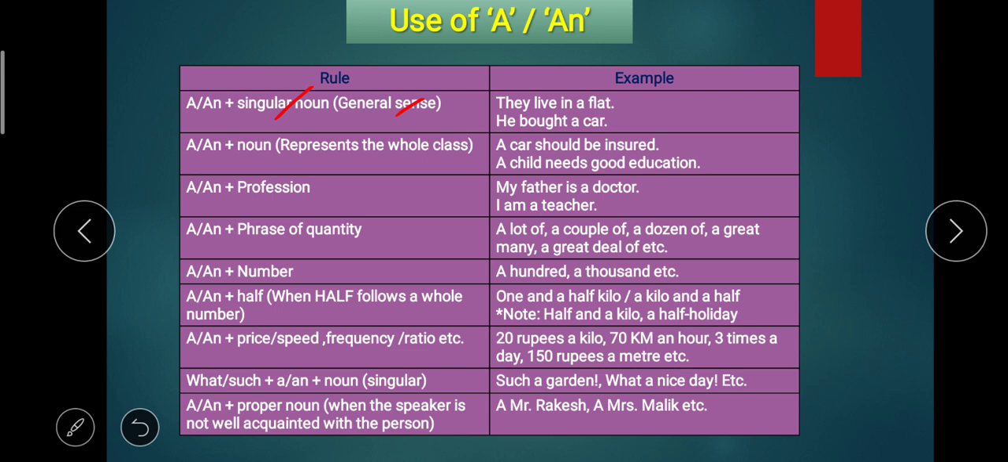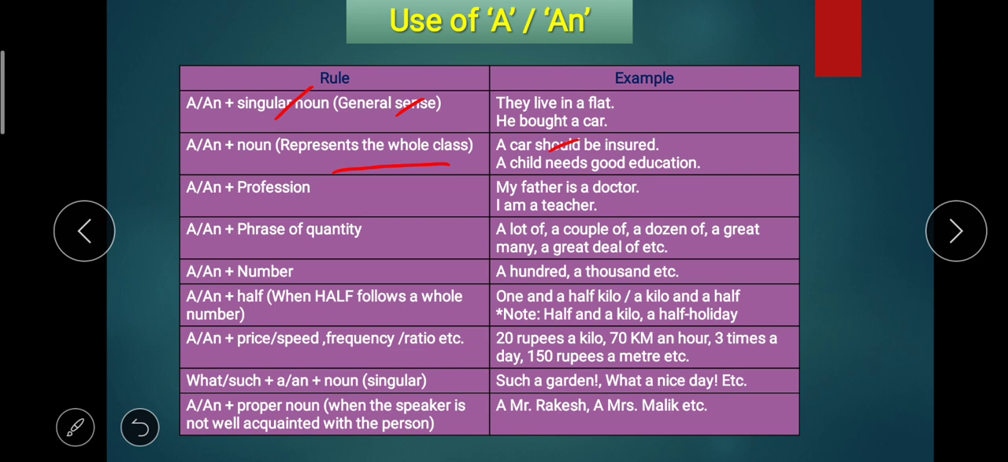We use a or an before a noun, and that noun represents the whole class. Example is, a car should be insured. So a car means any car, means all the cars in this world should be insured. So car over here represents all the cars in this world.